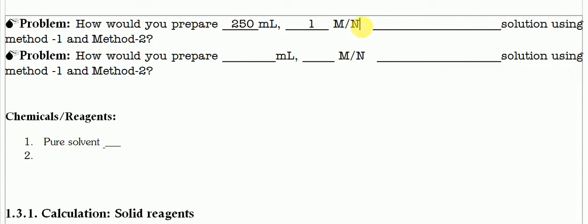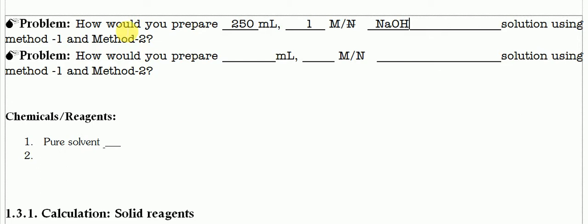The normal section should be eliminated from this part. You can pen through this N like this, then only the molar part will remain, and the name of the reagent is sodium hydroxide. You may write the chemical formula or actual name, sodium hydroxide solution. So now it is a complete question. How would you prepare 250 ml 1 molar sodium hydroxide solution using method 1 and method 2?